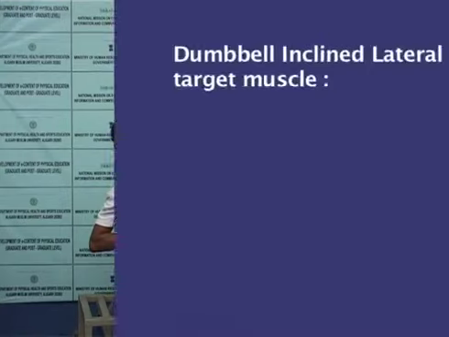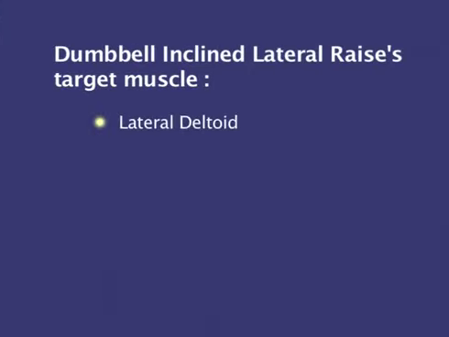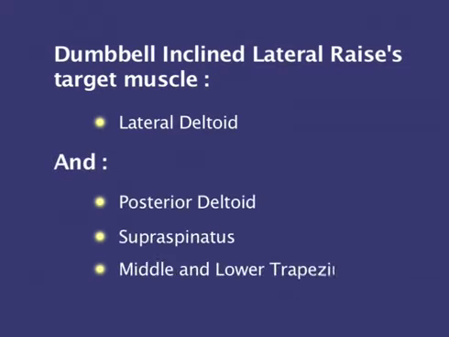The target muscle is the deltoid, the lateral deltoid. There are some muscles acting synergistically. These are posterior deltoid, supraspinatus, middle and lower trapezius, and inferior digitations of serratus anterior.